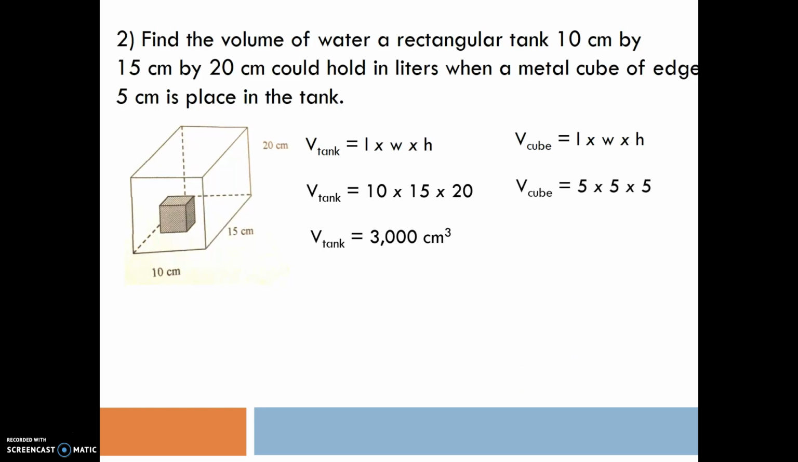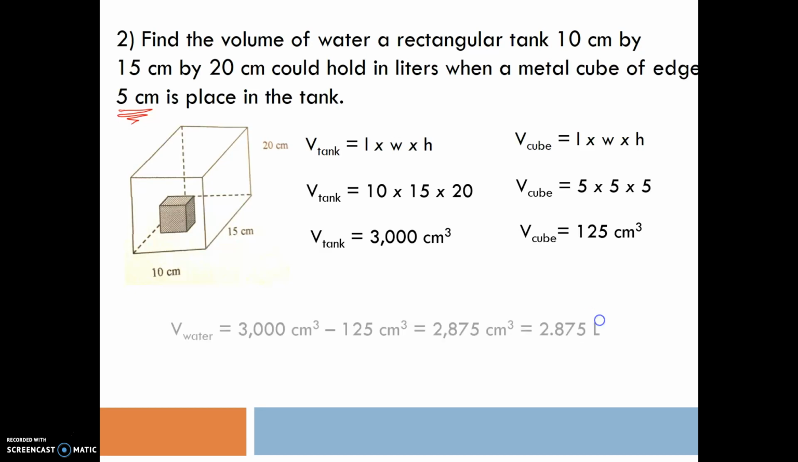Now let's find the volume of the cube. It's going to be 5 times 5 times 5. It says right here that the metal cube is edge 5 centimeters. And the volume of the cube is going to be 125 centimeters cubed. And we're keeping all of this in centimeters cubed while we find the final volume of the empty space in the tank, and then we'll convert it to liters.